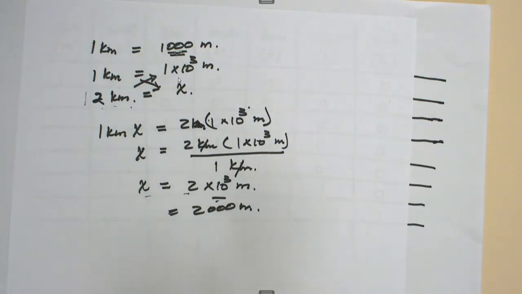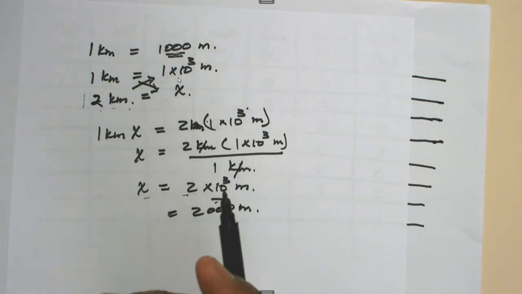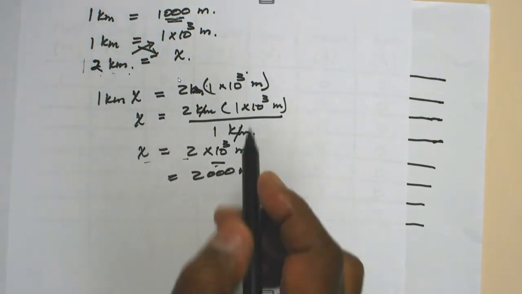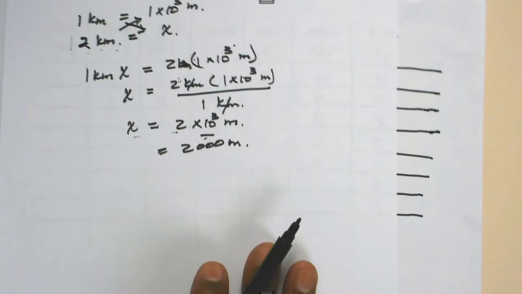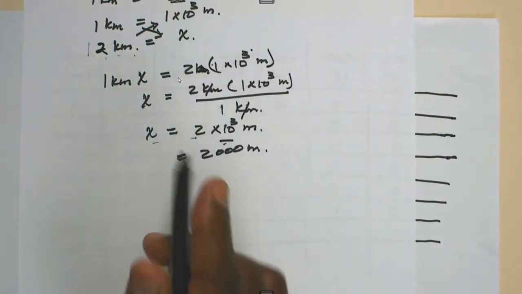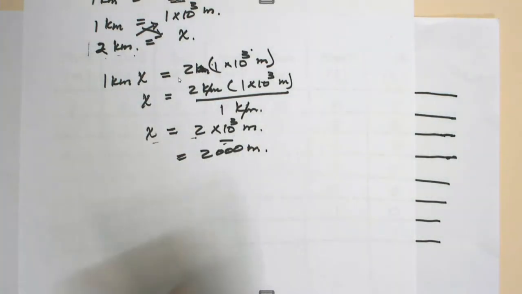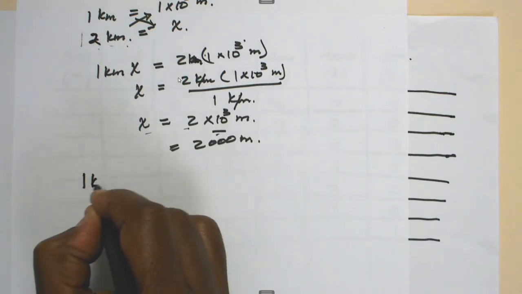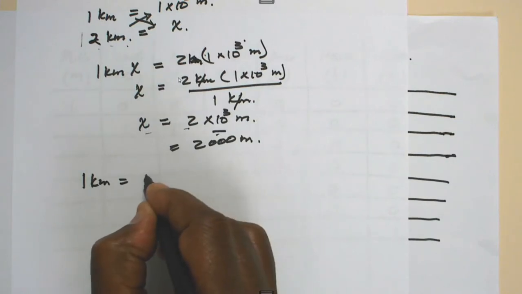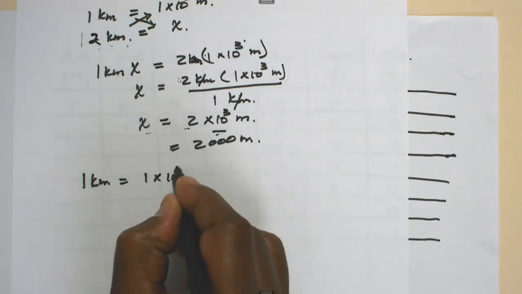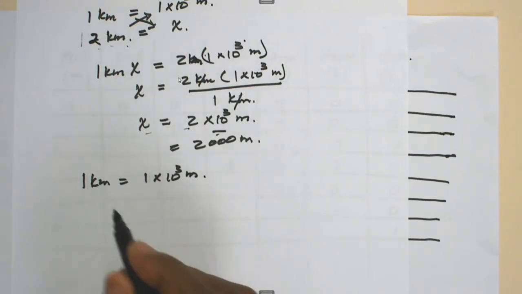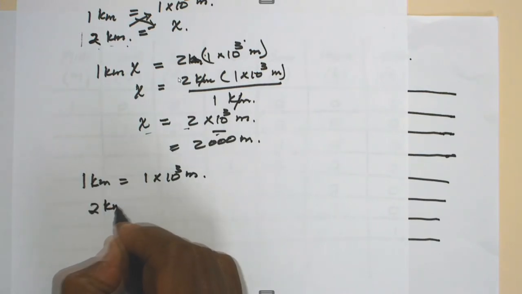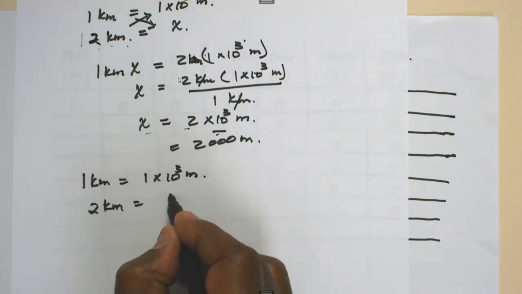We can use various examples, and I think you can also try to come up with your own examples. But let's use this very same example now without using a unit, so that it becomes easier. In other words, if you were to use this, but now leaving out the units so that you can do it much quicker, then you would say if 1 kilometer is equal to 1,000 meters, which is 1 × 10³ meters, then you are asked how many meters would be there in 2 kilometers. Then you put that as your x.